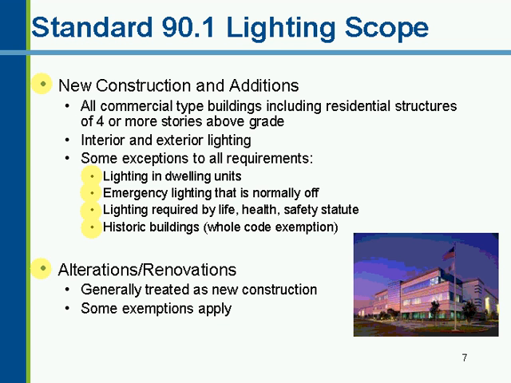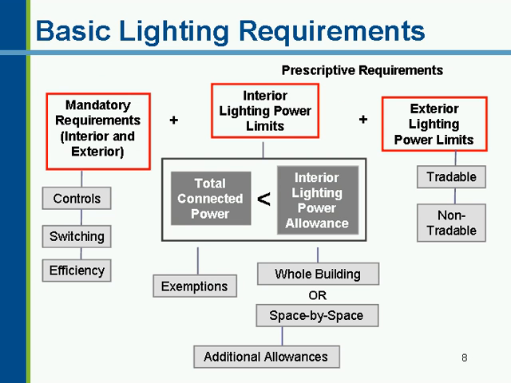Alterations and renovations are also part of the lighting scope. Essentially, you treat that as a new construction, in that if you change anything, it must comply with the code. And there are some exemptions to that, of course. Let's look at the basic lighting requirements, how they're laid out. There are 3 sections. The first one are mandatory requirements, and there are mandatory requirements for both interior and exterior. They generally deal with control of the lighting, switching, how switches are laid out for control of the lighting, and there are some efficiency requirements as well.